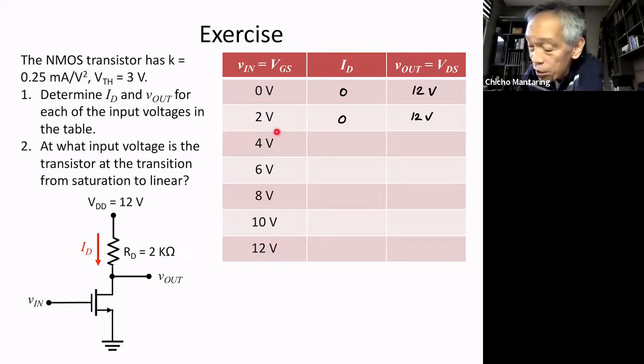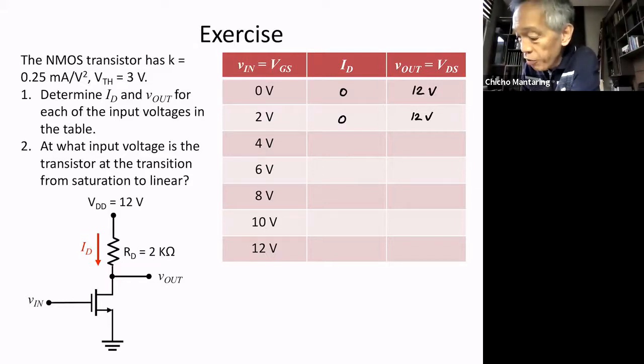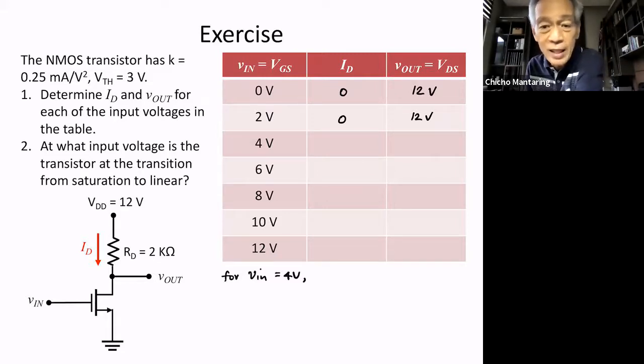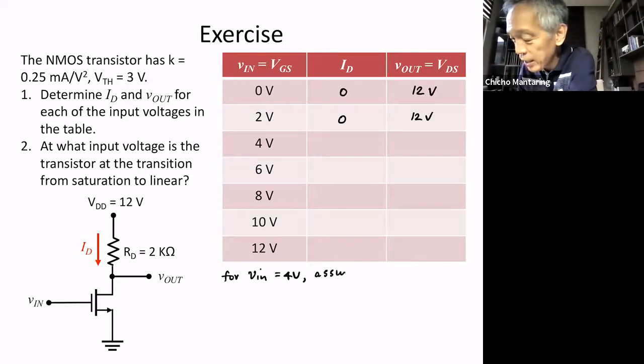Okay, ngayon, iba na yung situation dito, no? When V in is equal to 4 volts, that's already greater than 3 volts. No? So here, V in, which is VGS, is greater than VTH. So don't expect I sub D to be 0 anymore. Okay, so let's compute for I sub D. So for V in equal to 4 volts, so what do we assume first? Our first assumption is always assume that it is saturated.